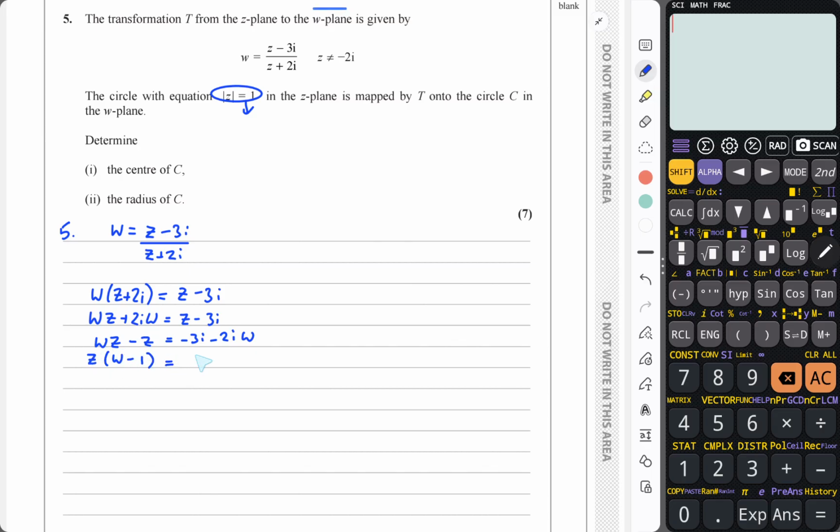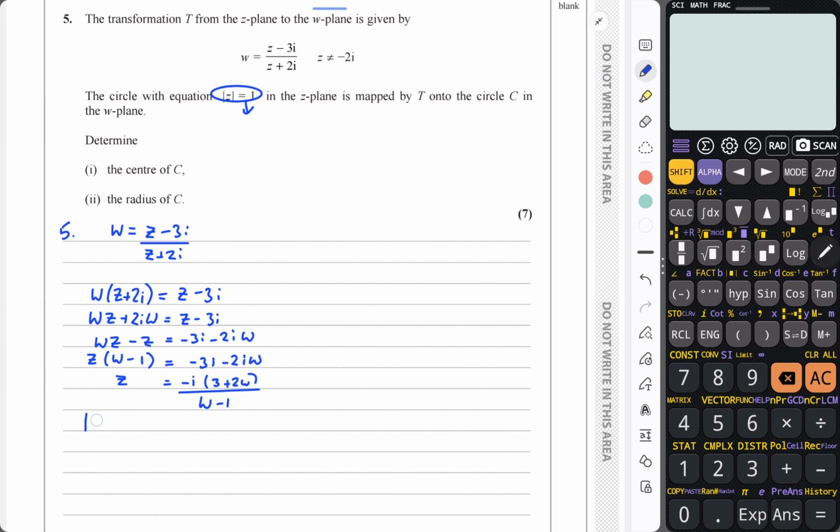This comes up quite a lot, especially like GCSE catches quite a lot of people out. So now I can rearrange this for z. I'm going to take out minus i, so that's going to be 3 plus 2w all divided by w minus 1.